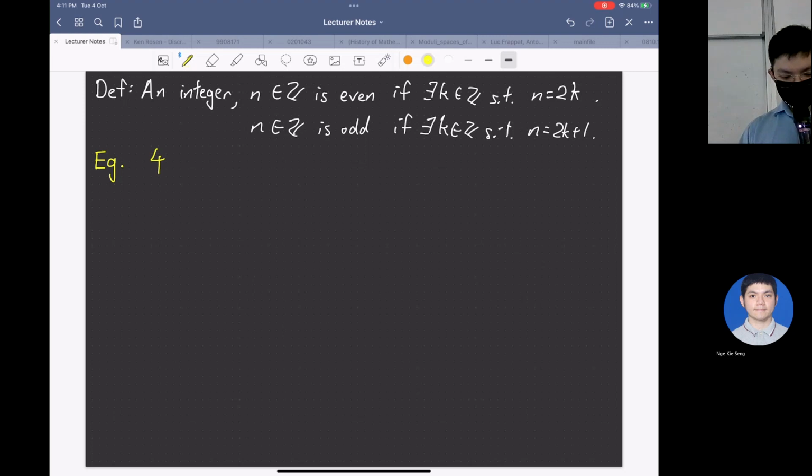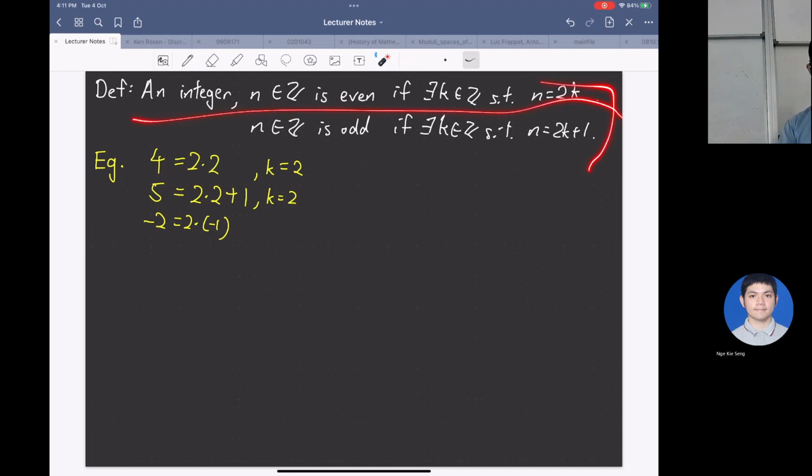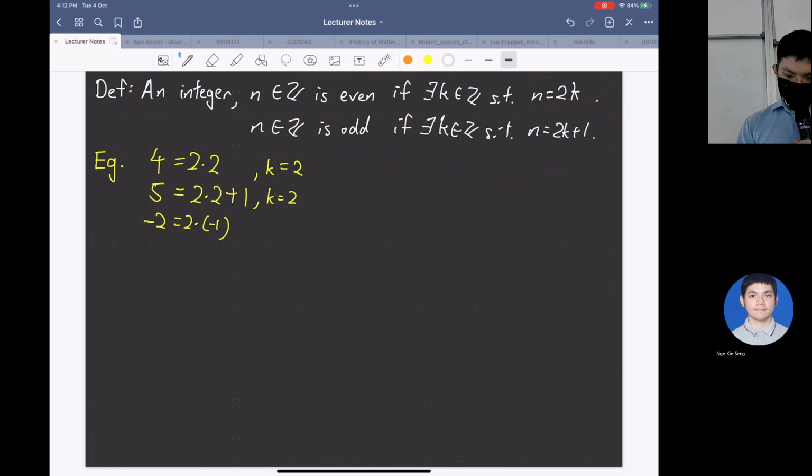For example, 4 is even, so 4 is 2 times 2. For example, 5 is odd, so 5 is 2 times 2 plus 1. Just to convince you, but this is the definition or axiom that I assume is true for the moment. So the first thing we will do is prove by direct proof. Use a direct proof to prove.